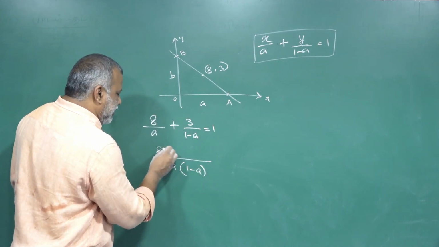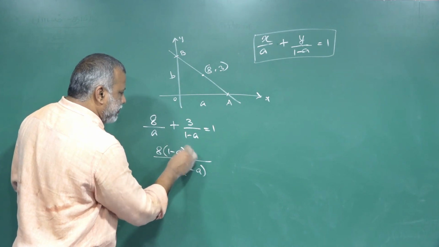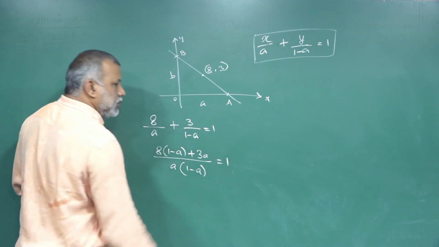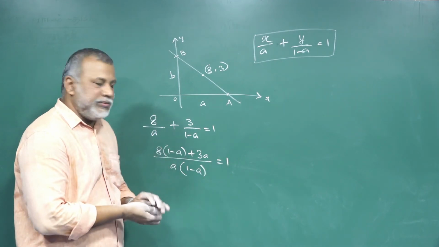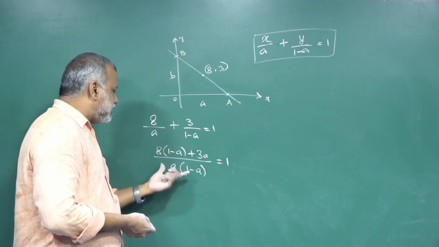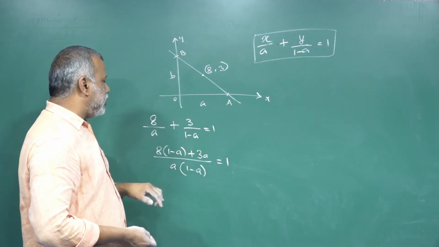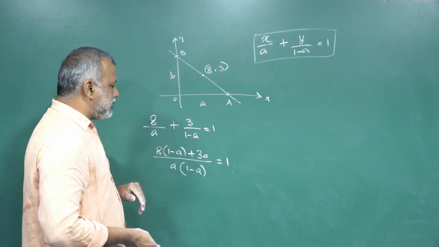Now, this 8 is multiplied with 1 minus a, then 3 is multiplied with a, and that is equal to 1. Just take the LCM. So, since you have different denominators, take the LCM, a of 1 minus a. 8 is multiplied with 1 minus a, and here 3 is multiplied with a.